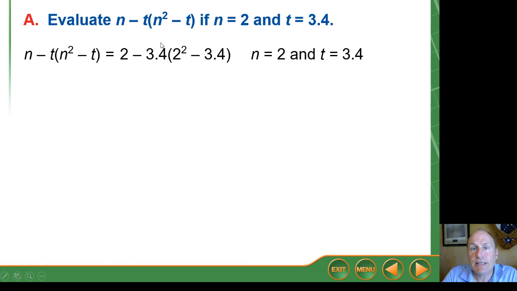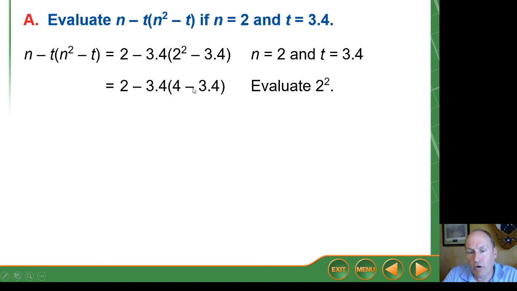So we're going to go ahead and do that substitution. Since n equals 2 and t equals 3.4, we can substitute them in. We get 2 minus 3.4 times the quantity 2 squared minus 3.4. Now we're going to evaluate that grouping, that parentheses. We're going to focus on this part first. Of course, we're going to do the order of operations on its own inside the grouping. 2 to the second power is 4, minus 3.4. So we're doing the exponent next.